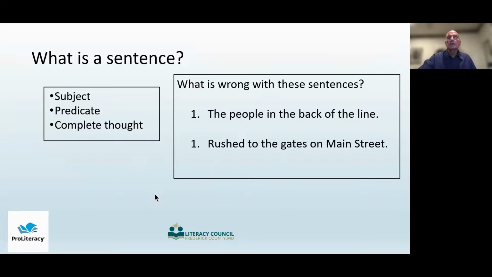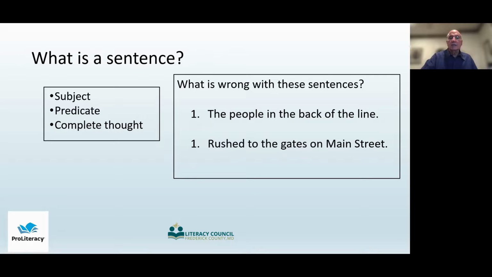What's wrong with the first statement? The people in the back of the line. The answer is this sentence fragment is missing a predicate that tells what the people in the back of the line did.